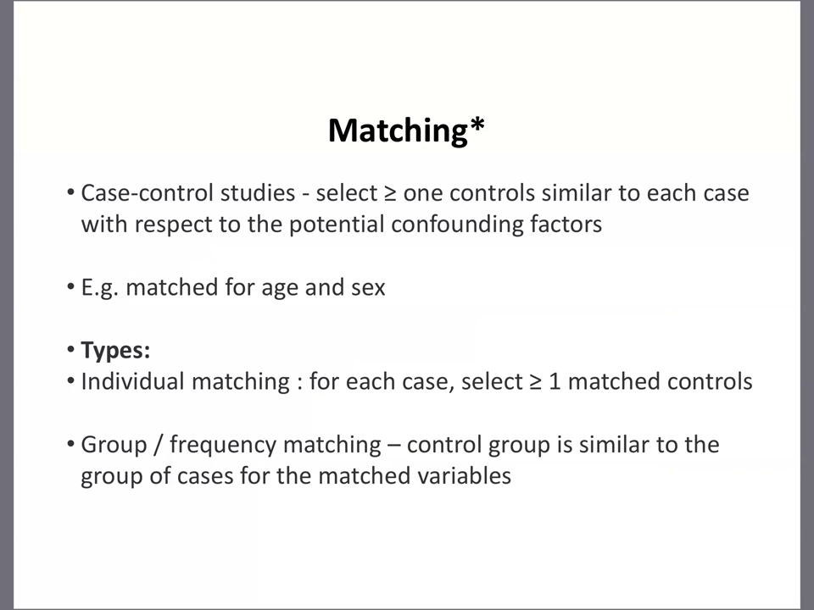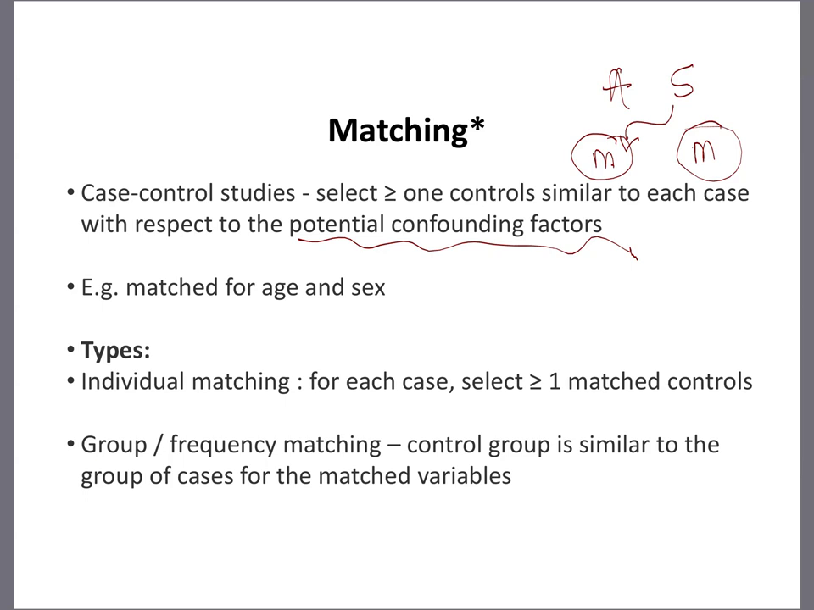So matching is what? You select one or more than one control which are similar with respect to the case for the potential confounders. So if age and sex, these are common confounders, and you have a person in the intervention group who is a male, you will have a male in your control group. So it is 1:1 or individual level matching which you do. Similarly, in your case control study, if you have chosen a case who is a male, you will have to choose a control who is a male. So that is individual level matching.